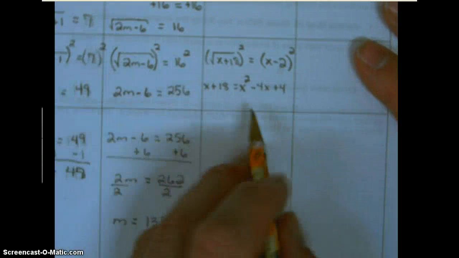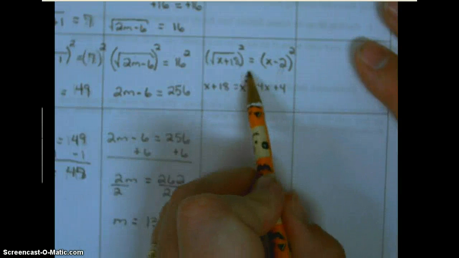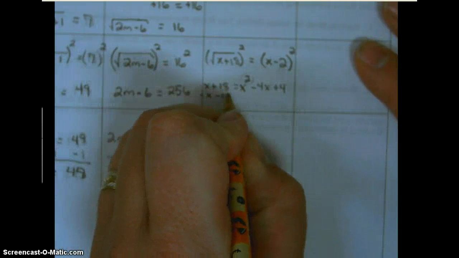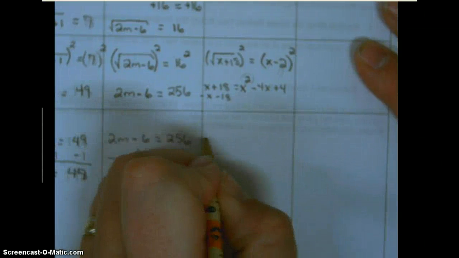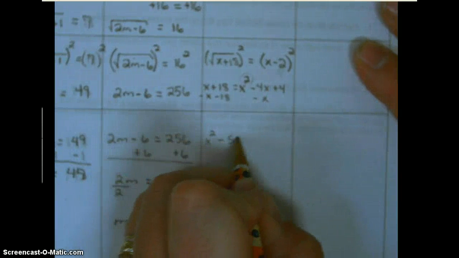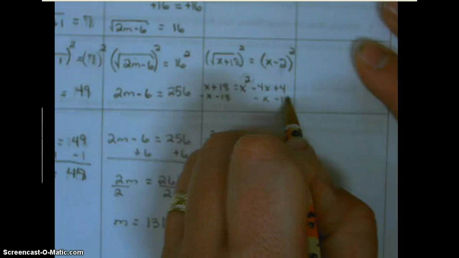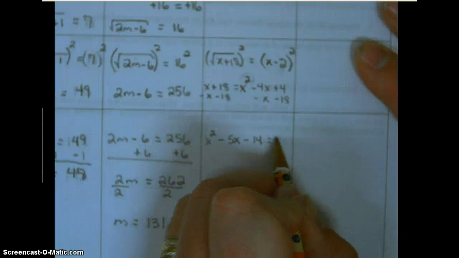Alright, so what type of equation do we have here? Correct, it's quadratic. And remember how to solve a quadratic? Yes, we set the equation equal to 0. So we're going to subtract the x, subtract the 18. So we're going to have x squared. If we subtract the x, we're going to get minus 5x. If we subtract the 18, we're going to get negative 14. And we're going to set that equal to 0.